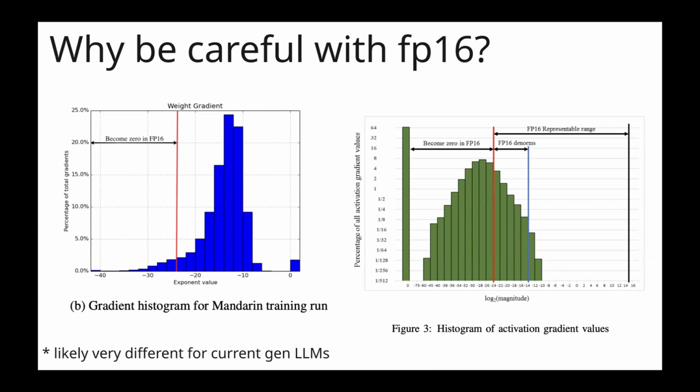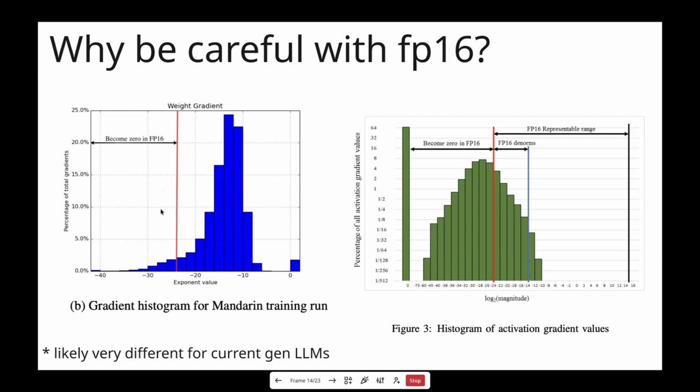And they trained them in full precision in FP32. But they collected the values of the weight gradients and activation gradients. Thus, we have two plots. On the left is the weight gradient histogram, and on the right, you can see the activation gradient values histogram. And then they analyzed: if we just downcast the full precision into half precision, what values will become zero? Because again, FP16 cannot represent very small numbers.